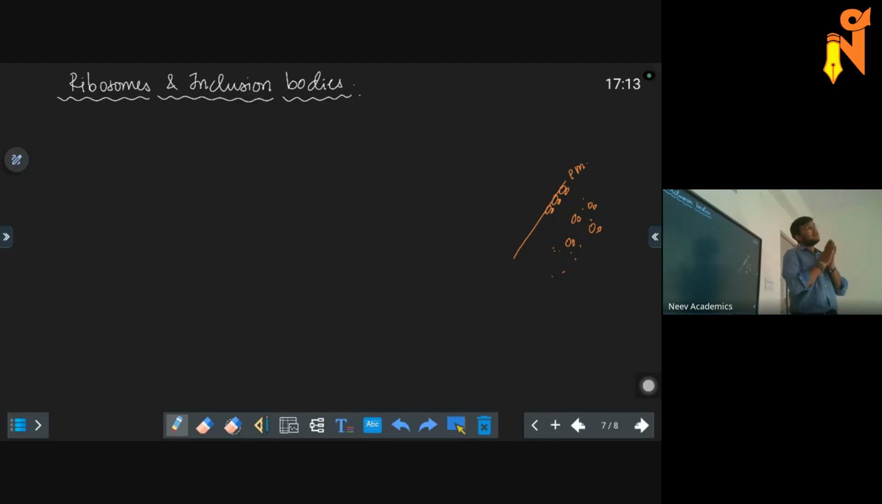But wherever the ribosome is present, the two subunits will only be together when there is protein synthesis. If there is no protein synthesis, there is no attachment between the two subunits. This was about ribosomes.